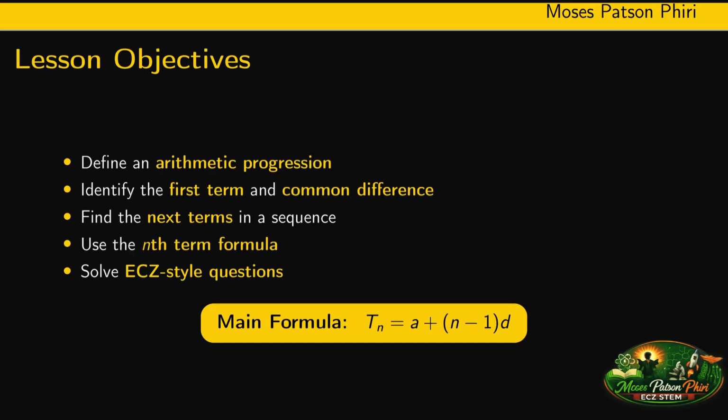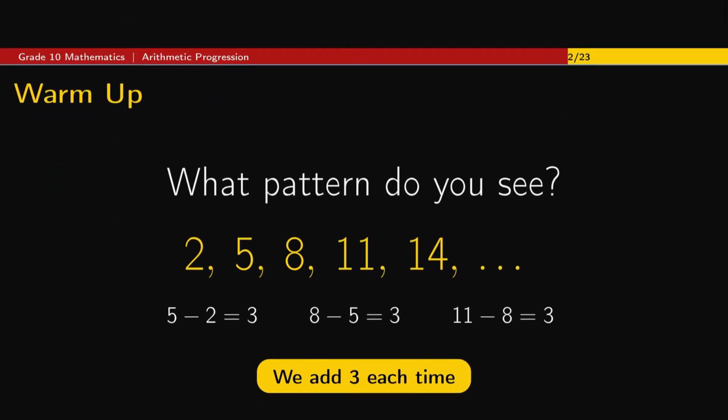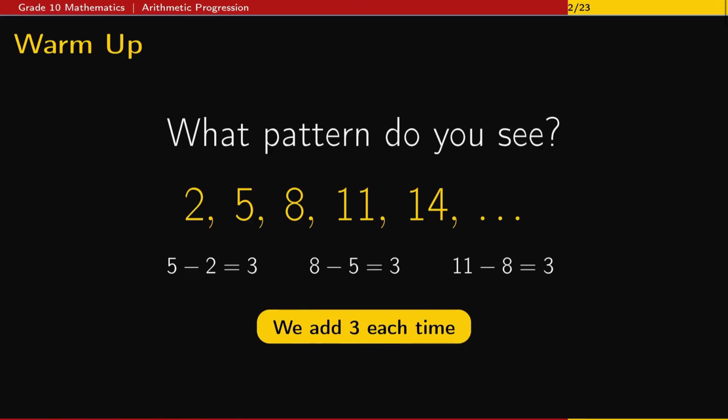In this lesson, we are going to talk about arithmetic progression, guys. So, you see this formula? This is a very important formula. You have to memorize it, but don't worry about memorizing. First of all, I want you to understand what an arithmetic progression is. Then I'm going to teach you how to find the first term, the common difference, the next term, and then use this nice formula to find the nth term, guys. So let us get a warm up.